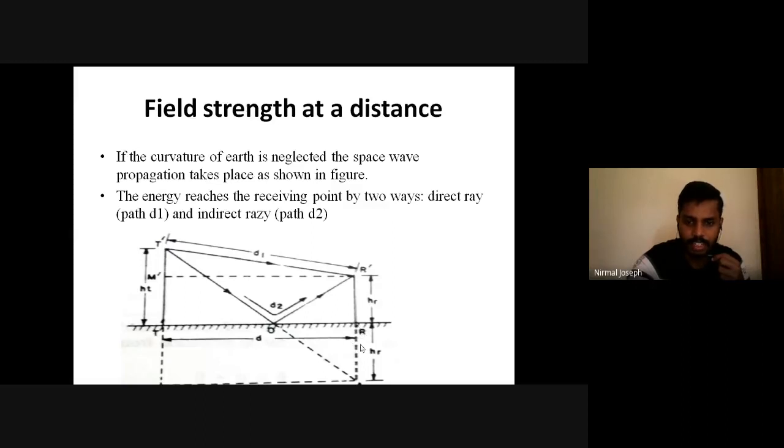R dash and RA both are the same length only, HR. And here it is a right angle only. Okay, here also it is a right angle only. So that means this OR dash will be the same as OA. Or in other words, D2, that is the distance from T dash O R dash, will be the same as T dash O A.